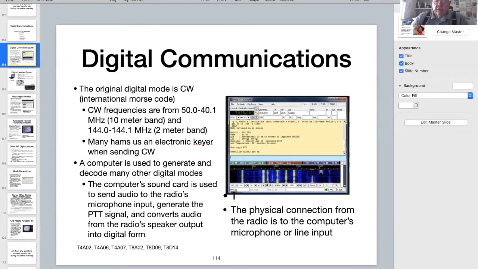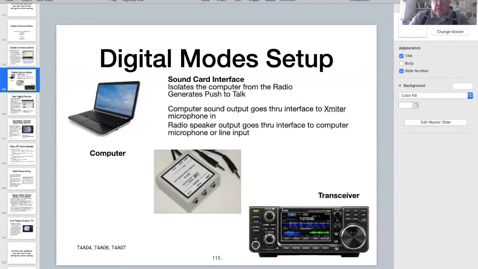Modern transceivers also have a data interface built into the radio to facilitate digital communications. So the computer is connected to a sound card interface, which is connected to the transceiver. The computer generates the desired signal, sends it to the transceiver, which transmits the modulated signal. The received signal is sent back to the computer to be decoded and viewed on the computer screen.